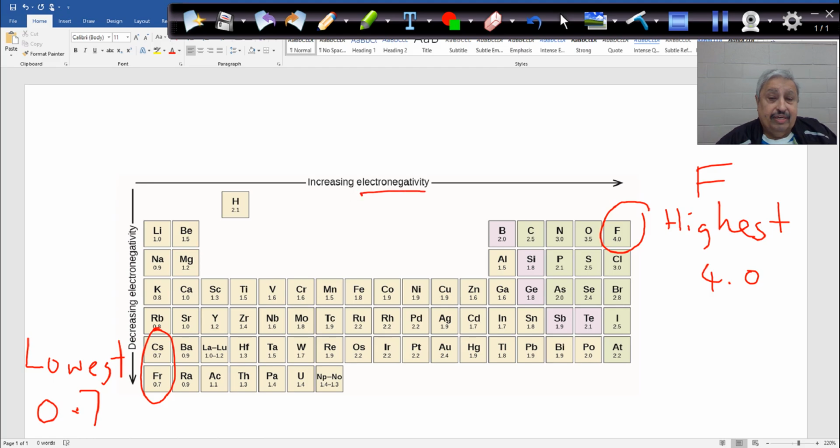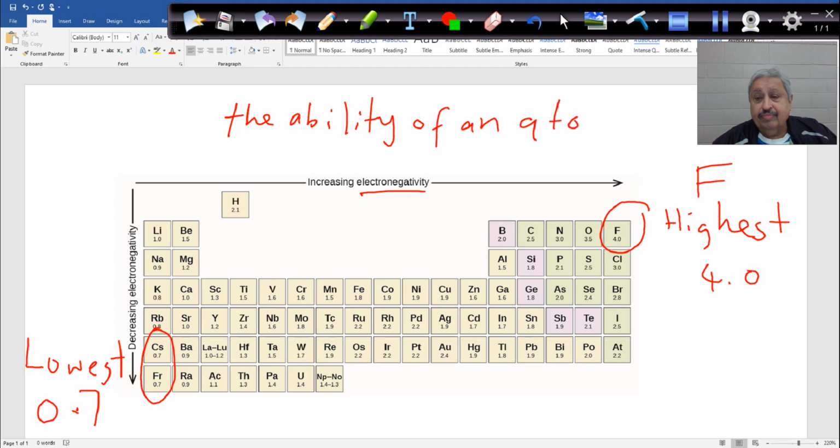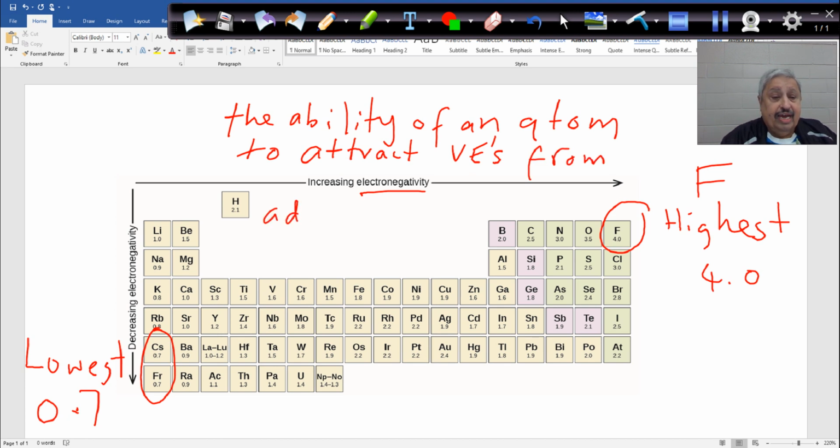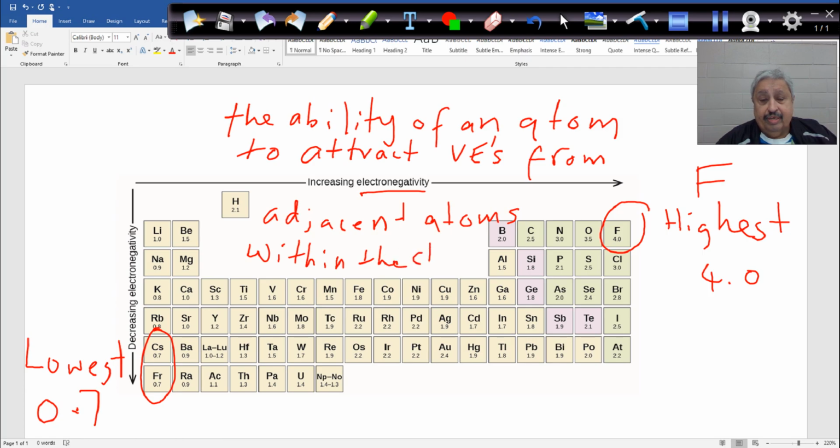It turns out electronegativity is the ability of an atom to attract VEs, valence electrons, from adjacent atoms within the chemical compound. It has to be what? Within the chemical compound.